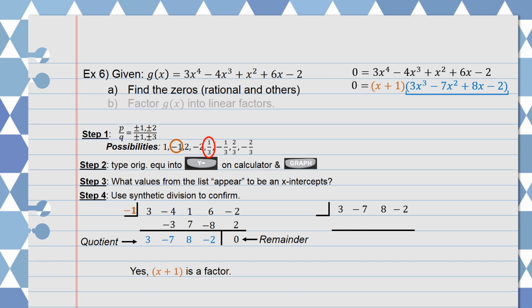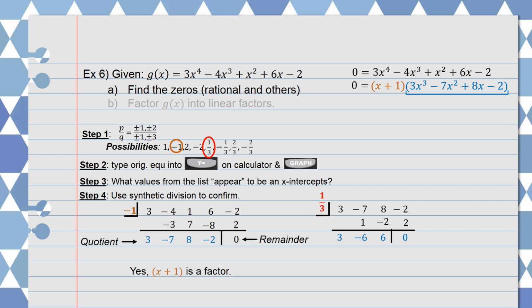Now for our value in the corner, did we have any other numbers that appeared in our list of possibilities? Yes, that value was a 1/3. So we are going to do synthetic division with 1/3. Remember, we bring down our first value. 1/3 times 3 gives us 1. -7 plus 1 is -6. 1/3 times -6 is -2. 8 plus -2 is 6. 1/3 times 6 is 2. -2 plus 2 is 0.